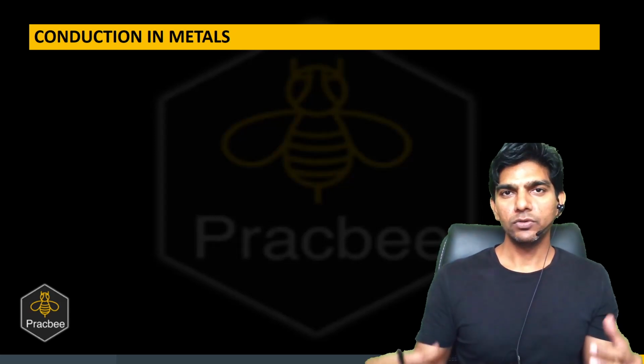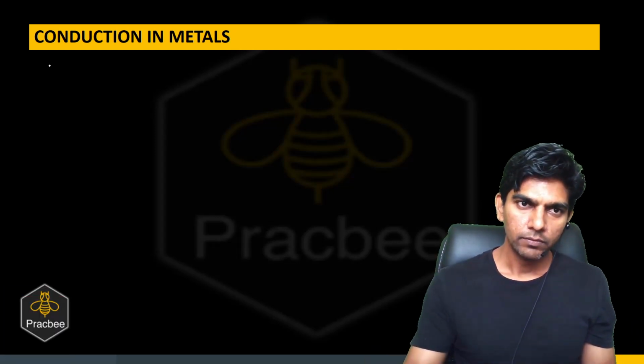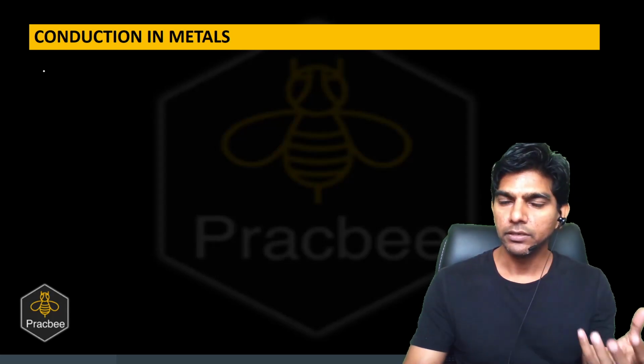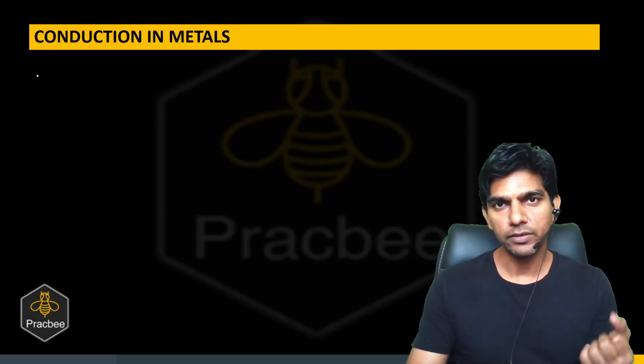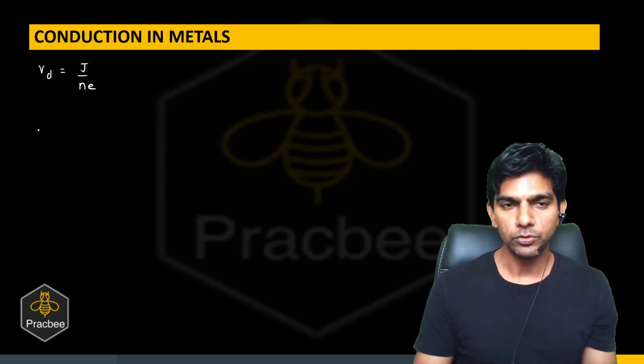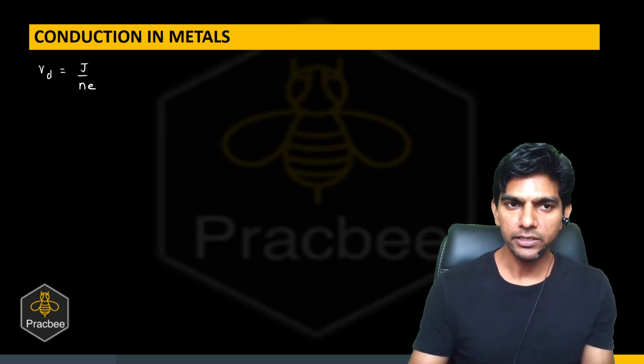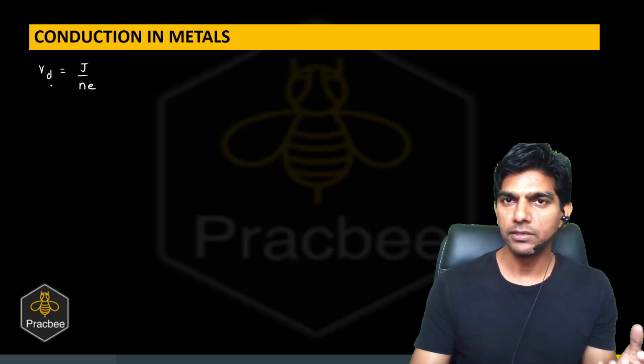Now let us see how the conduction is happening in metal. In current electricity, we know that when the charge carrier moves, we define a velocity known as the drift velocity. And this drift velocity is nothing but J upon Ne, where N is the number density of the charge carriers, J is the current density, e is the charge on one carrier, and Vd is the drift velocity.